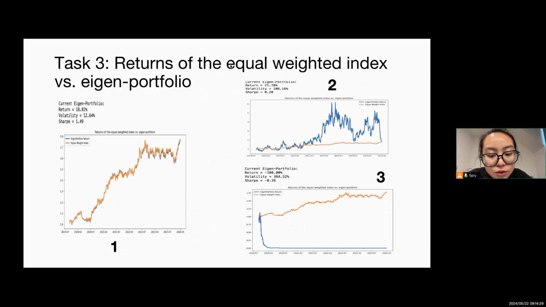Finally, I selected 3 eigenportfolios and tested them in a backtest. It can be seen that the eigenportfolio in the first graph performs the best, suggesting that the eigenportfolios screened by PCA can optimize risk-adjusted returns to some extent.